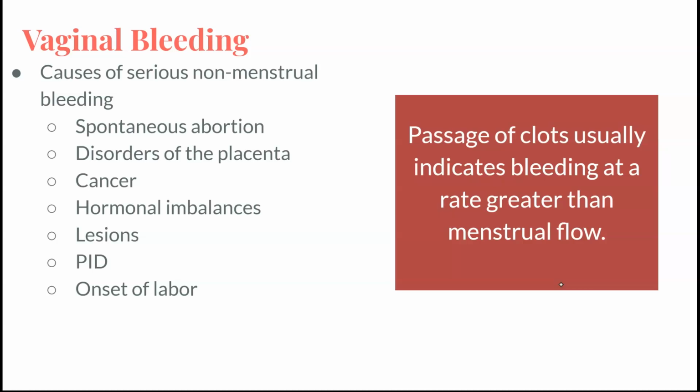I can't tell you the number of times that women have called because they've had vaginal bleeding, and it's just their menstrual cycle. Other issues that can cause vaginal bleeding are spontaneous abortion, pelvic inflammatory disease, labor, any sort of various placenta issues, which we'll talk about, I think, in the OBGYN section. Passage of clots means that the bleeding is at a greater rate than the menstrual flow. So keep that in mind.